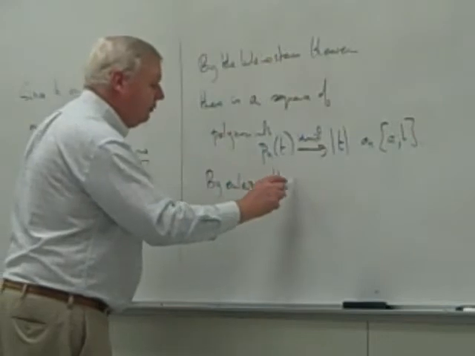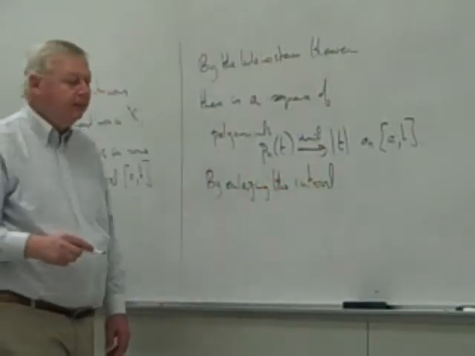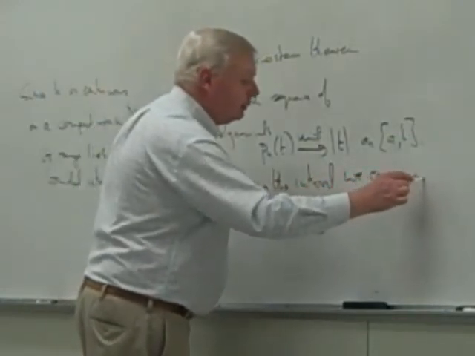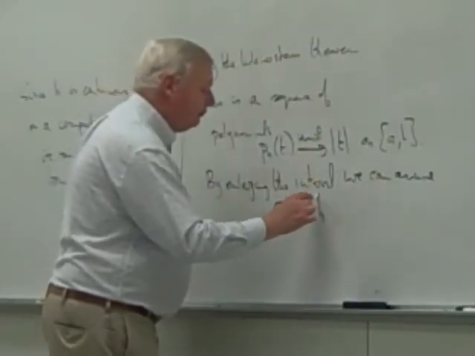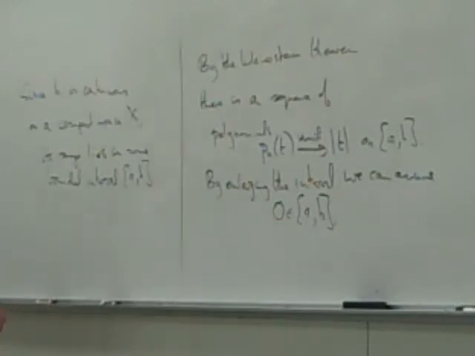By enlarging the interval, which won't harm anything, we can assume that 0 is in the interval AB. If it wasn't, then the absolute value of t would either be t if the interval's on one side of 0 or negative t if it's on the other.